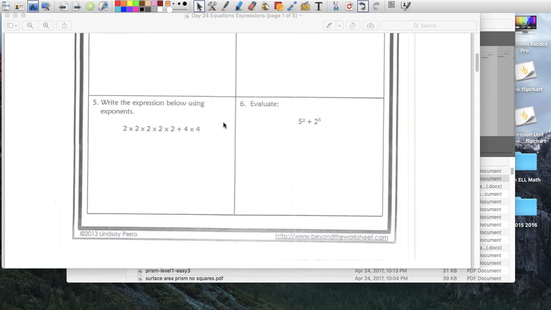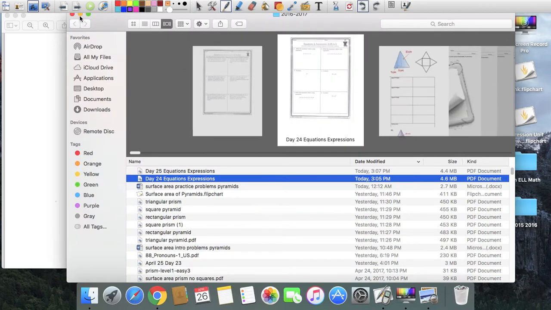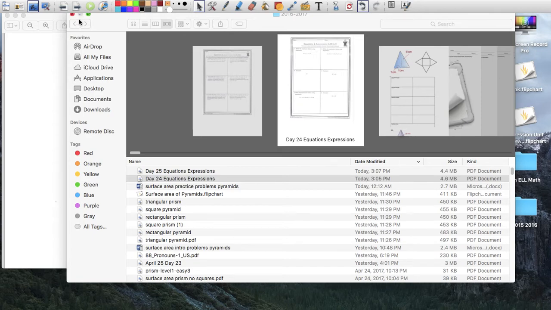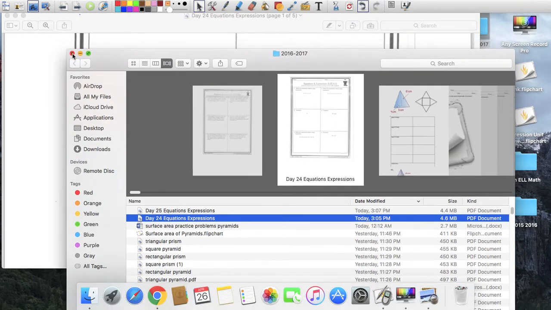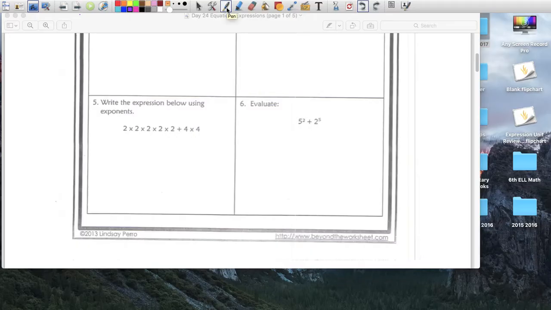Again, this is just writing that in exponential form. Okay, here we go. So it's 2 to the fifth power, because there are 5 2's, plus 4 to the second power.